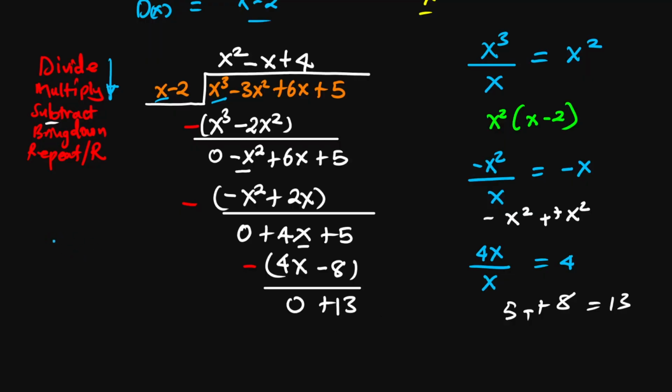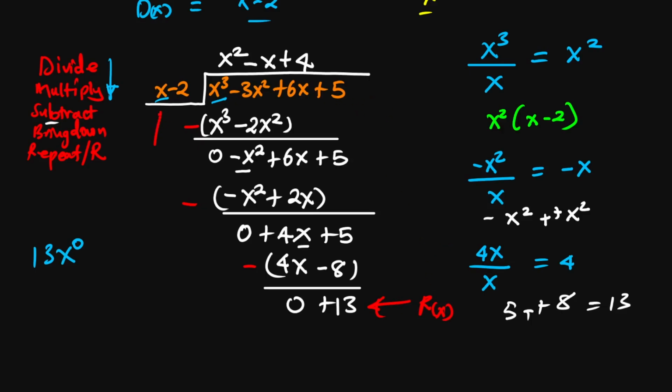Remember, constants are coefficients of variables raised to a power of 0. So this is the same as 13x, but raised to a power of 0. Is the power of the variable in this term greater or equal to the power of the variable in this? No. So we terminate the whole process. And by default, this will become a remainder.